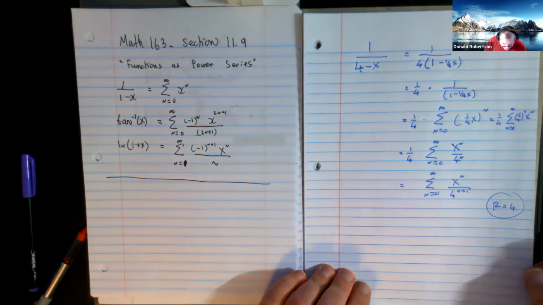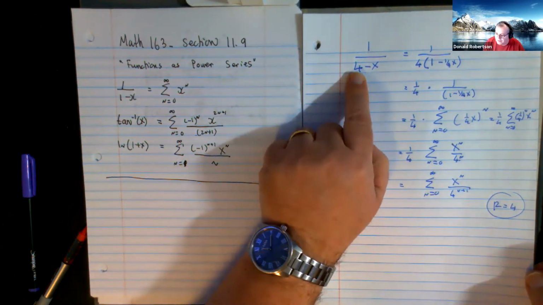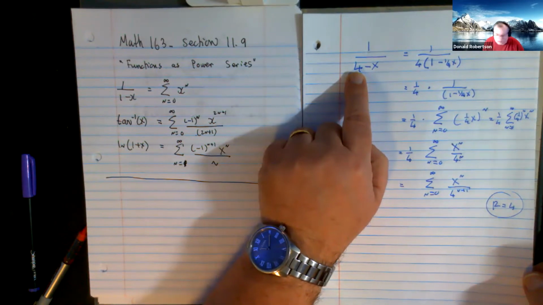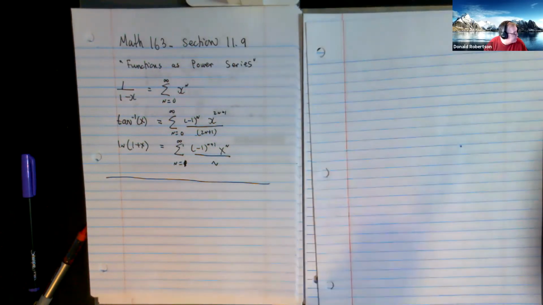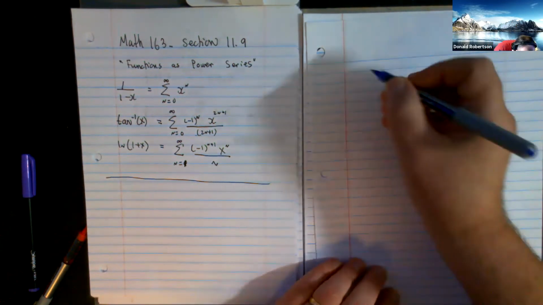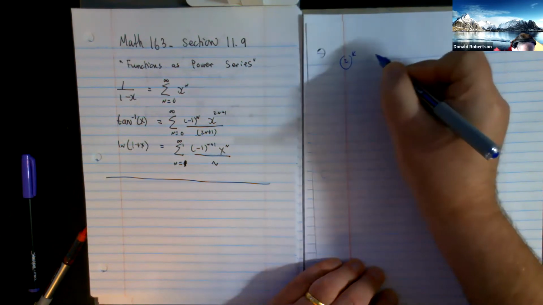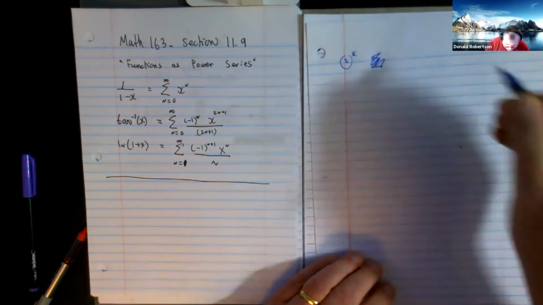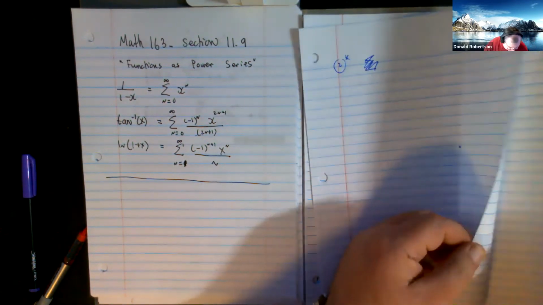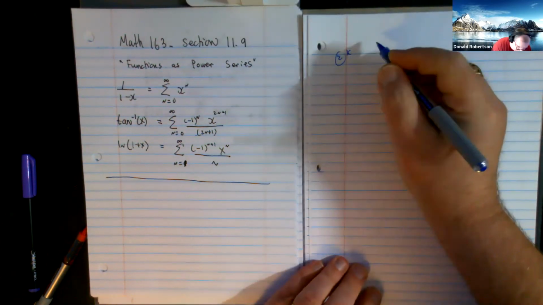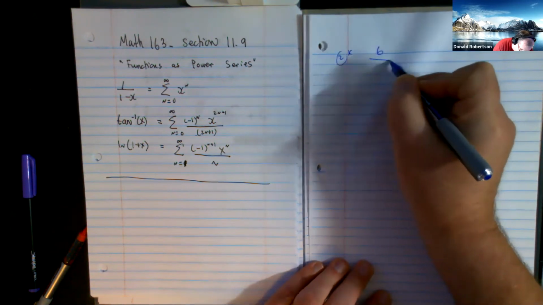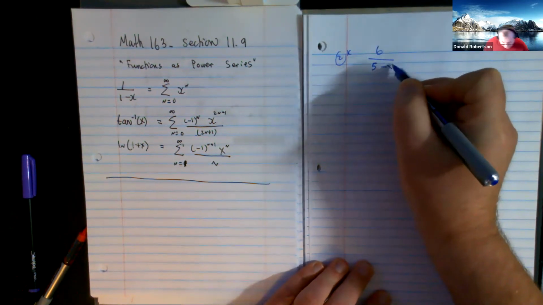Right, are we good with this new problem? Finding a power series where it's not 1 take away something, but 4 take away something, right? So let's see if I can find one. This is like question 2. And I want 6 over 5 minus x.